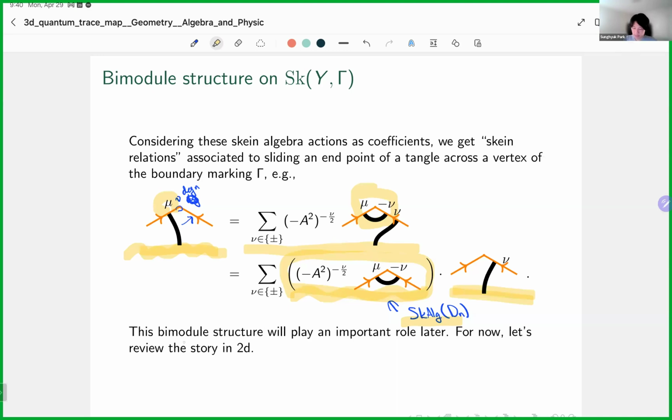As I said, this bimodule structure will play an important role later. But for now, let me review the story in 2D first.